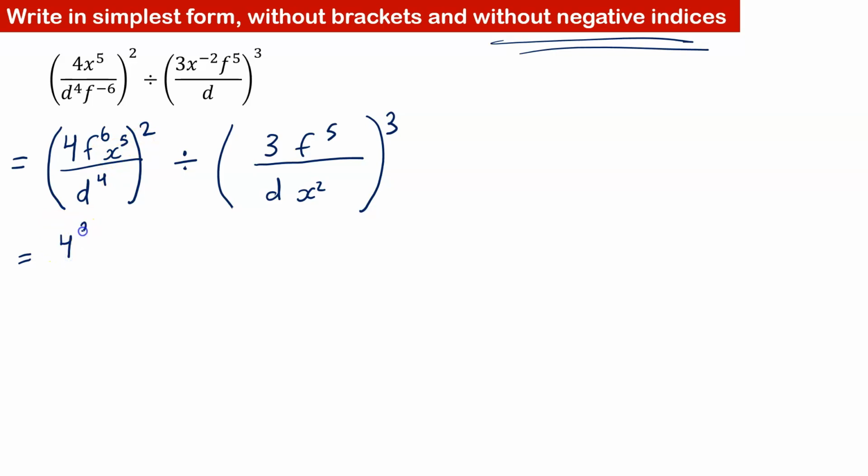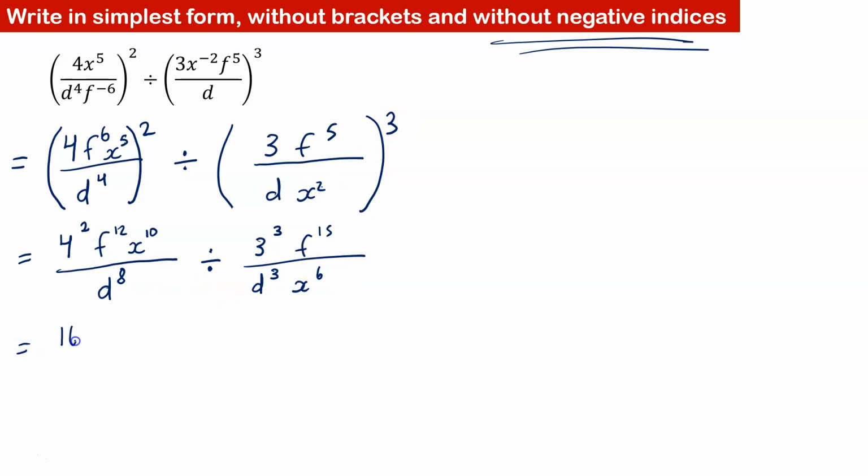We have 4 squared. 6 times 2 is 12, so f to the 12. 5 times 2 is 10, over 4 times 2 is 8, divided by, we have 3 to the power of 3. 5 times 3 is 15, over d to the power of 3. 2 times 3 is 6. Let's keep going. Now 4 squared is 16.